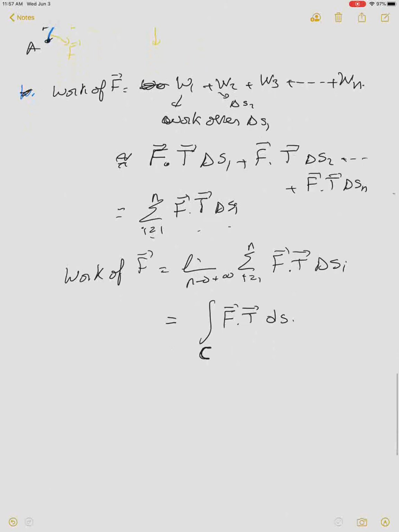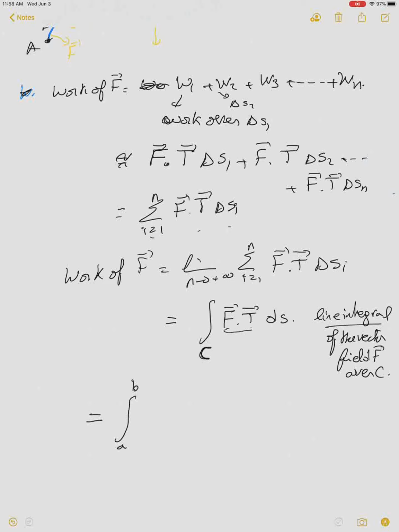This is a line integral. How do I calculate this line integral? This is called the line integral of the vector field F over C. It's F dot the unit tangent times ds. But in order to be able to calculate the line integral, I need to transform it into t. So this will be equal to the integral from a to b. Now F dot T is a function. Do you agree? Because this is a scalar, it's a dot product.